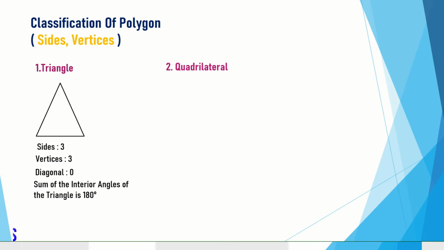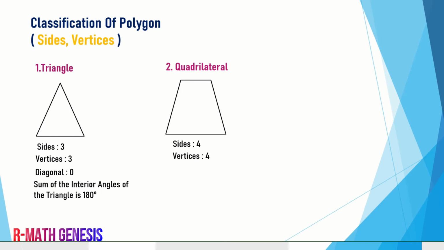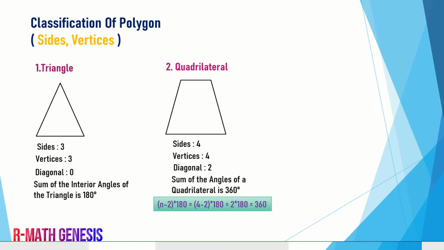Next comes the quadrilateral, which we have already studied. It consists of 4 sides. And what about the vertices of a quadrilateral? Quadrilaterals also have 4 vertices. What about the diagonals? We have already learned that it is 2. And what about the sum of the interior angles of a quadrilateral? It is 360 degrees. Good. We use this formula to find the sum of the angles of a quadrilateral.